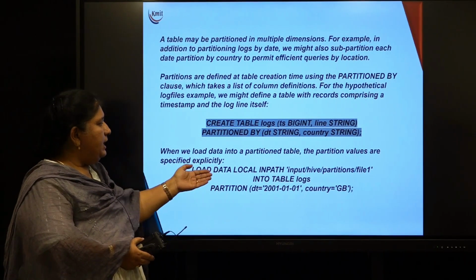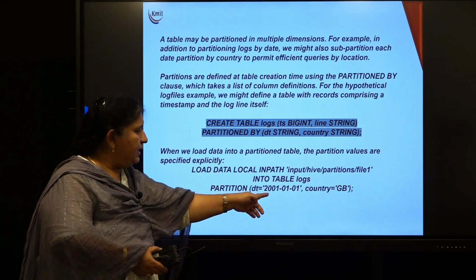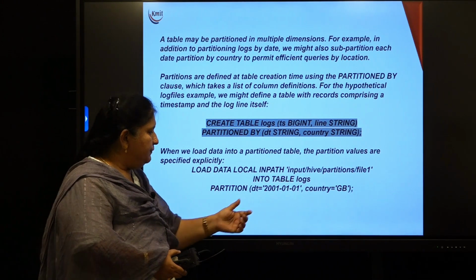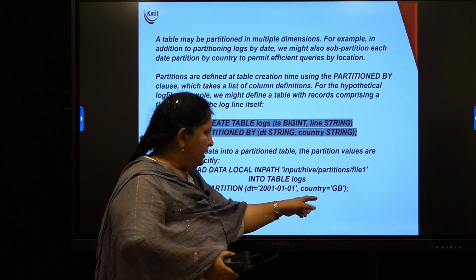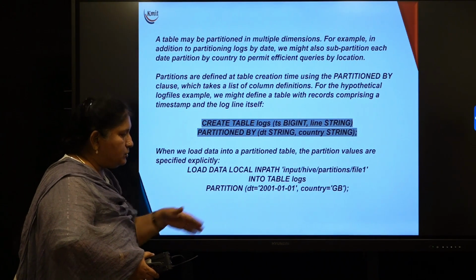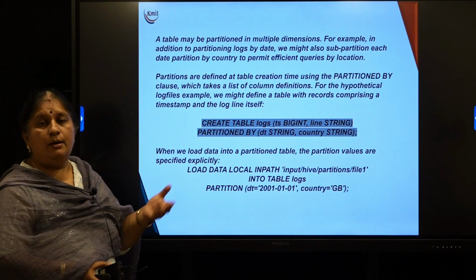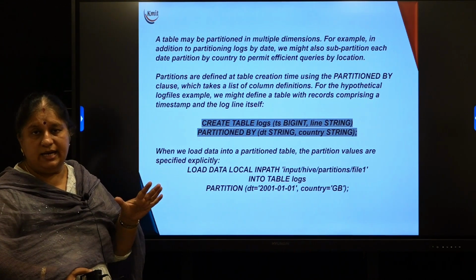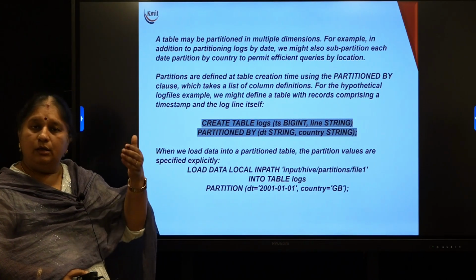Right? Then whenever I load my particular text file into this table, I have to specify what is the date and for which country I am partitioning it. So if you see this one, for January 2001, country GB, one partition will be created. Similarly, suppose there is one more country US on the same date, another partition will be created. So based on the country code, multiple partitions will be created for January 1st. If there are 5 countries' data on January 1st, you can create 5 partitions, one for each country.